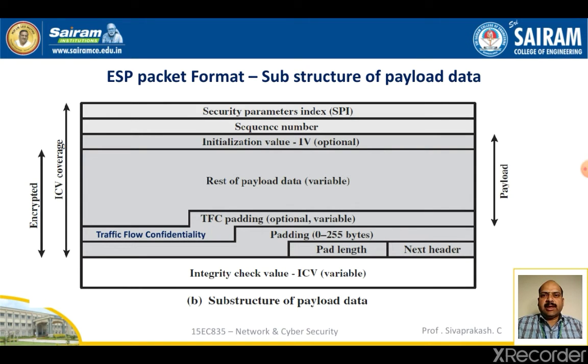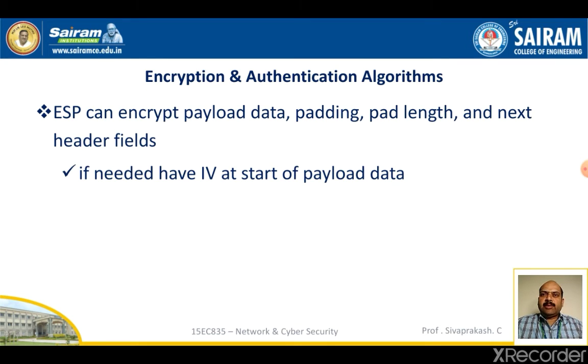Let us see the encryption and authentication algorithm. The payload data, padding, pad length, and next header fields are encrypted by the ESP service. If the algorithm used to encrypt the payload requires cryptographic synchronization data, such as an initialization vector (IV), then this data may be carried explicitly at the beginning of the payload data field. If included, an IV is usually not encrypted, although it is often referred to as being part of the ciphertext.